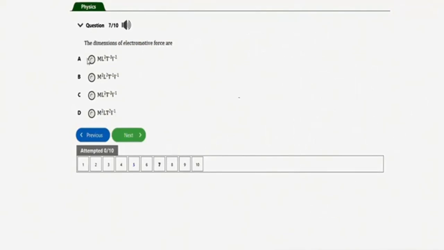It says the dimension of electromotive force is... So guys, take note of the dimension of electromotive force. This is another question, just like the universal gravitational constant dimension. Also take note of this one. For electromotive force, the correct dimension is M L to the power 2 T to the power negative 3, with current to the power negative 1.